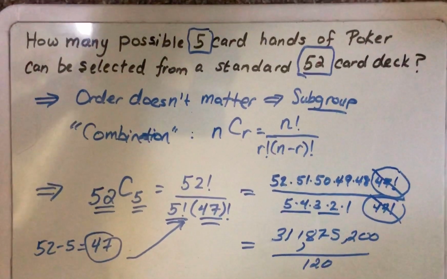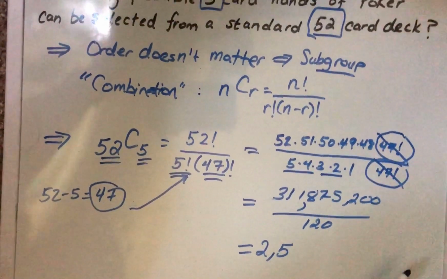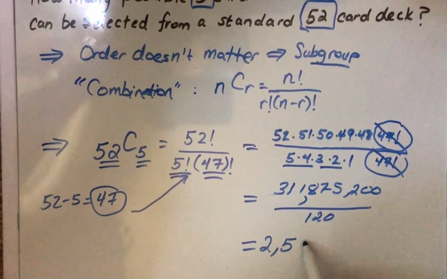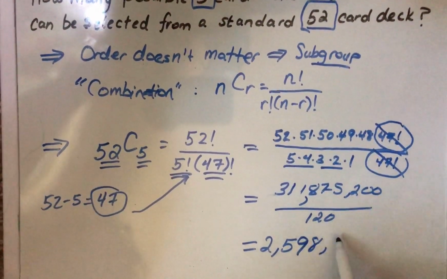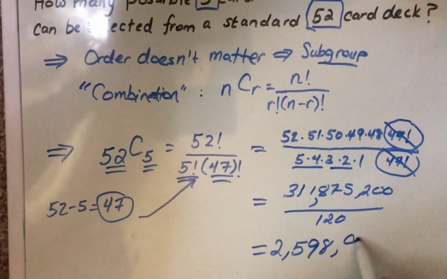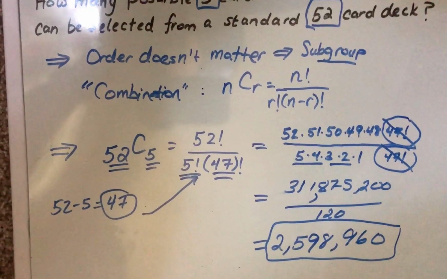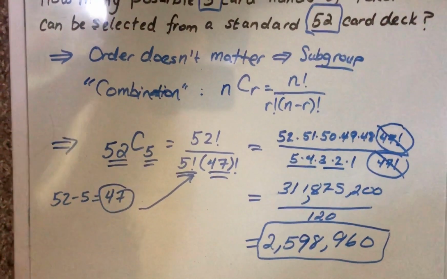Which should be 2,598,960. Sorry about that, my board got a little confused here. 2,598,000 and 960. Looked at my calculator wrong. 960. So this would be the number of possible poker hands. So that's how most students would probably calculate it.